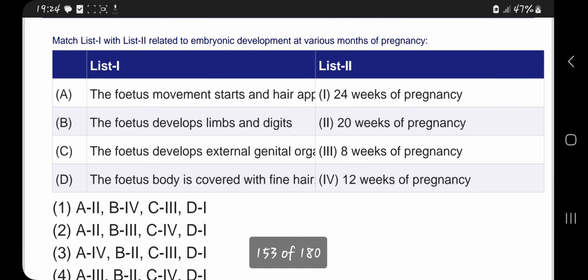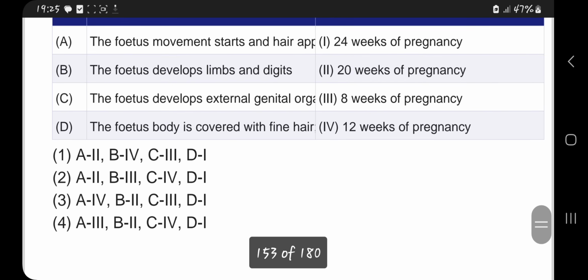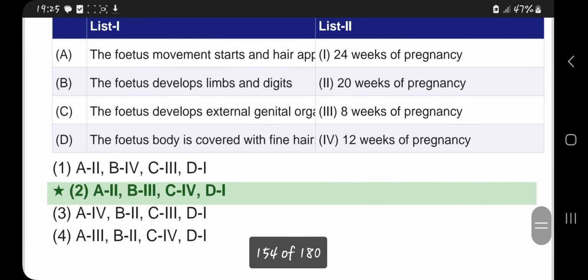So match the following. The fetus movement starts and hair appears. So it is nearly 24... No. 5 months is. So A2, it comes. Fetus develops into limbs and digits. 12 weeks. So let us see the correct option.